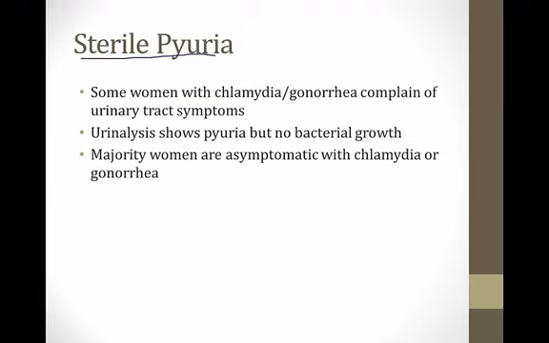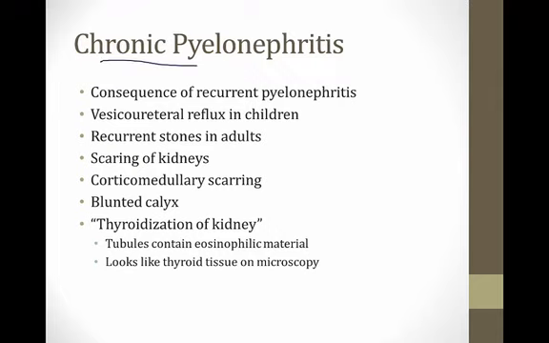Let me mention sterile pyuria. So some women who have chlamydia or gonorrhea will complain of urinary tract infections. Now, as you know, chlamydia and gonorrhea are often asymptomatic, but there are some women who will say that they have dysuria or frequency or urgency. And if you do a urinalysis in these people, you will see white blood cells, so there will be pyuria, but there will be no bacterial growth. So anytime you see sterile pyuria, you should think that there may be a sexually transmitted disease from chlamydia or gonorrhea. The last thing I'll discuss is chronic pyelonephritis.